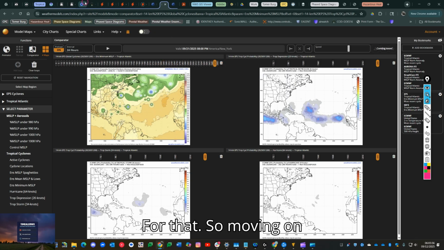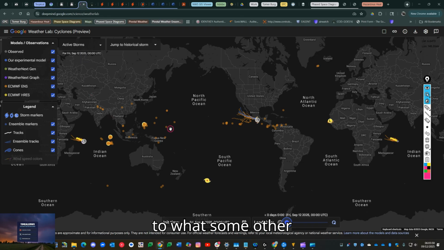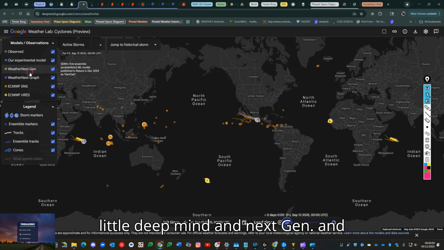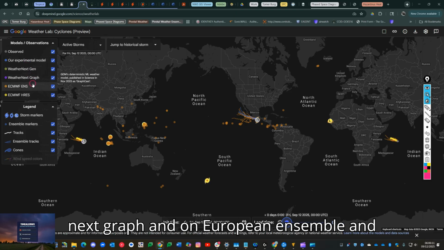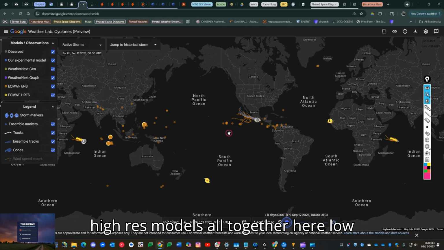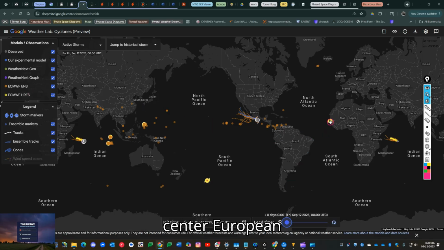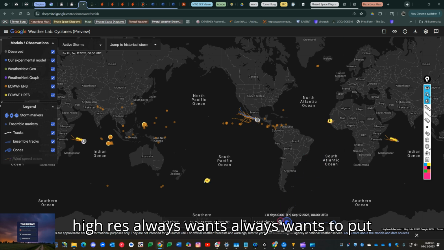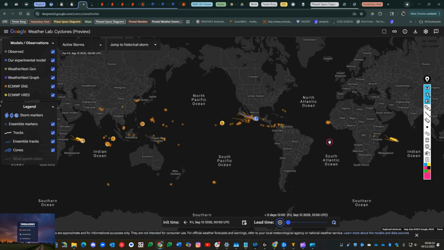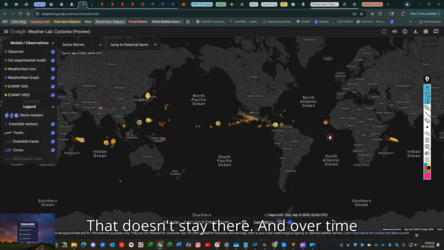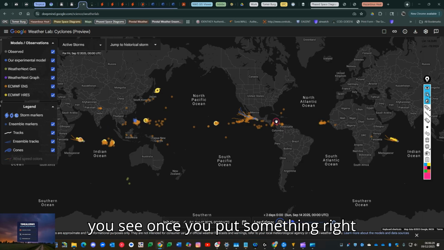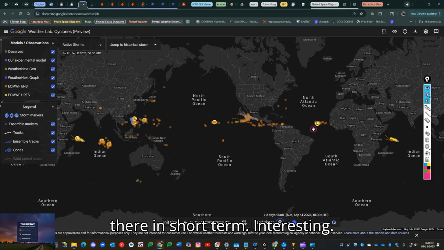So, moving on to what some other models think. This is the experimental Google DeepMind, NextGen, NextGraph, European ensemble and high-res models all together here. Low center. European high-res always wants to put a little pressure here. That doesn't stay there, and over time, you see, once it puts something right there in the short term, interesting.